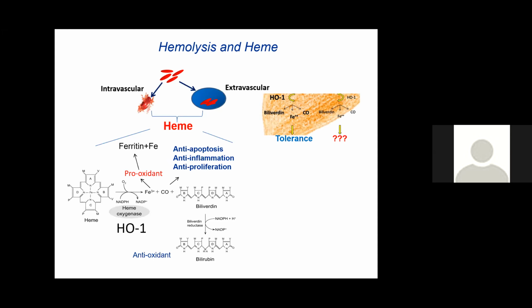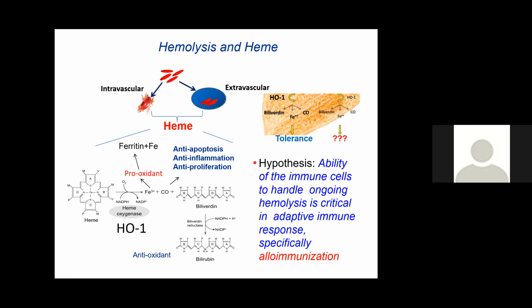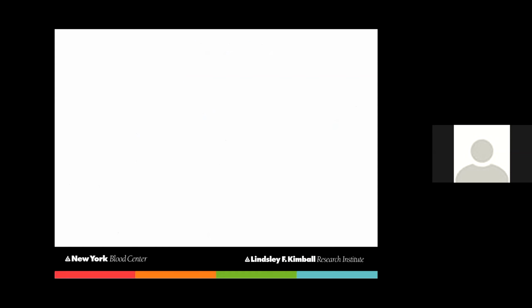So we asked the question, what if you don't have enough HO1, or there is something wrong with the ability to process this heme? What would happen? Being that this is what happens in an immune cell, if you can't handle the ongoing hemolysis, we reckon that would be critical for the adaptive immune response, specifically alloimmunization. And this was really the start point of my talk, I have to say.